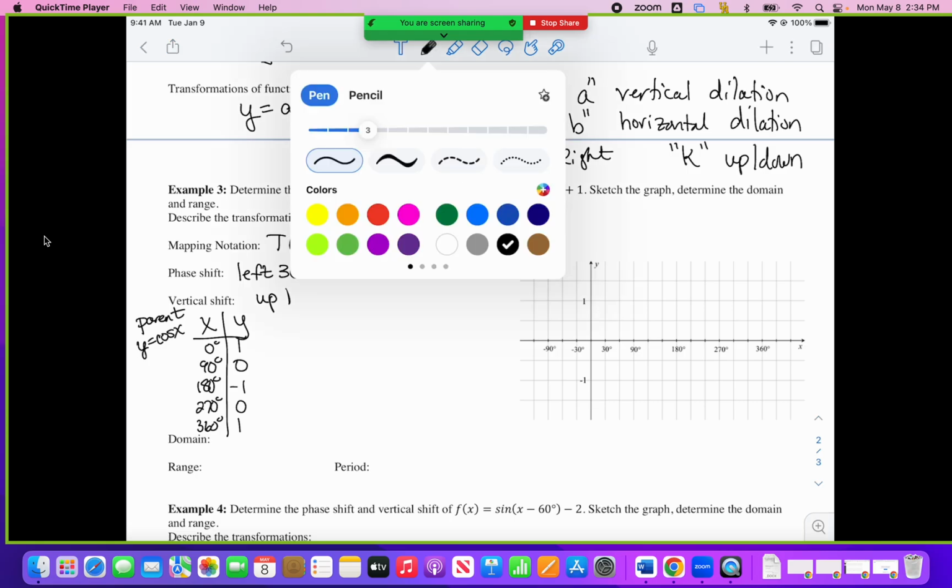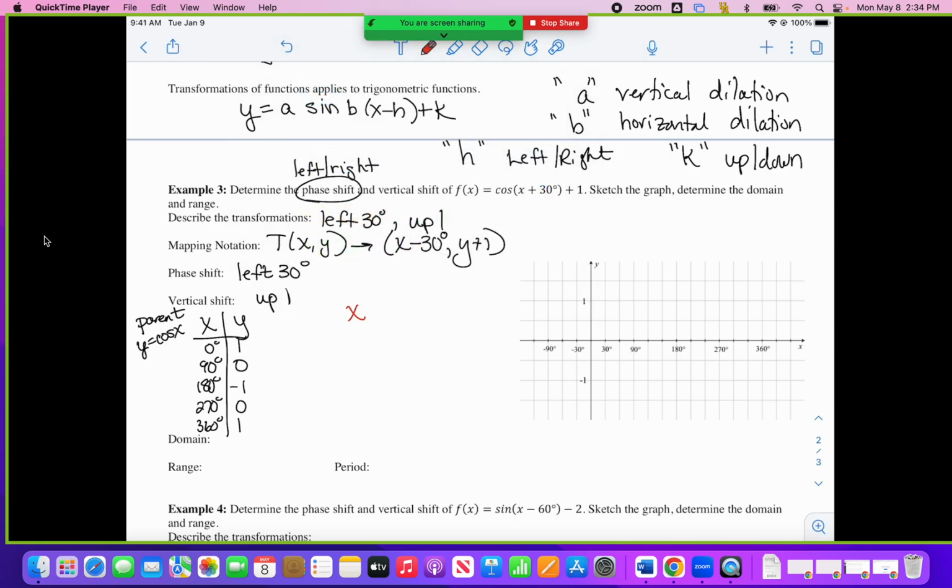So now watch what we're going to do. We're going to now send it through the mapping notation. I'm going to subtract 30. So 0 minus 30 is negative 30. 90 minus 30 is 60. I'm going to pause a moment, and I want you to send all the x values through x minus 30 degrees and take all the y values and add 1. If you're a fast worker, start plotting them.